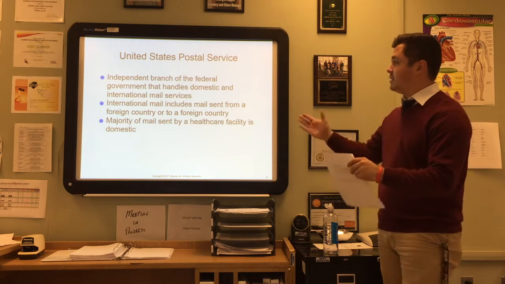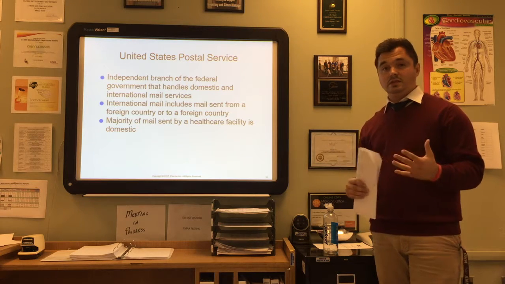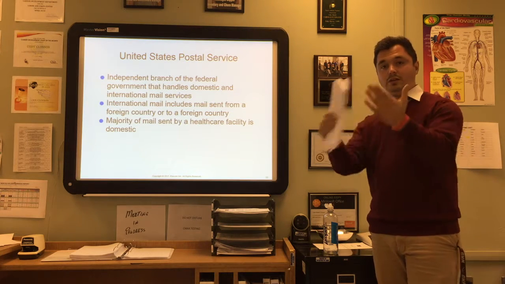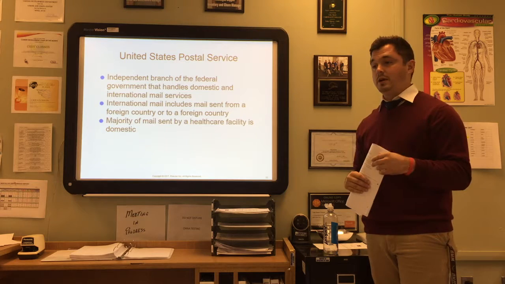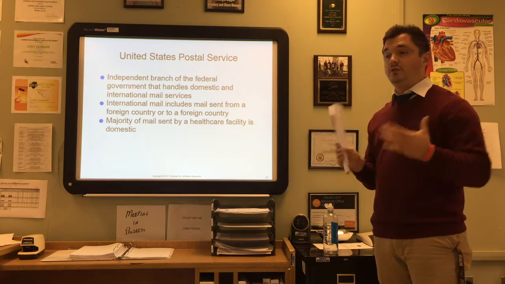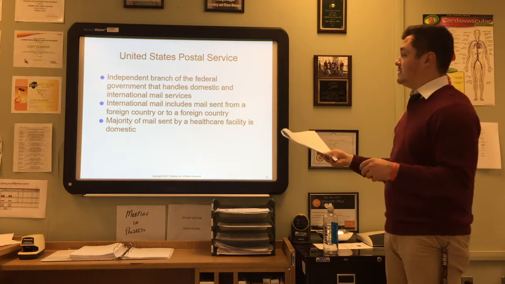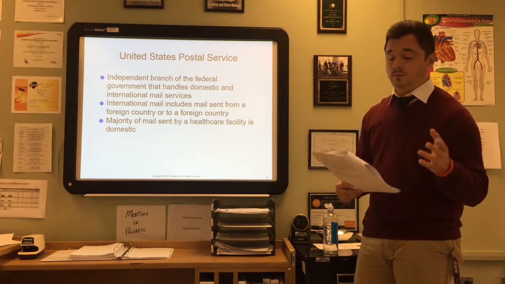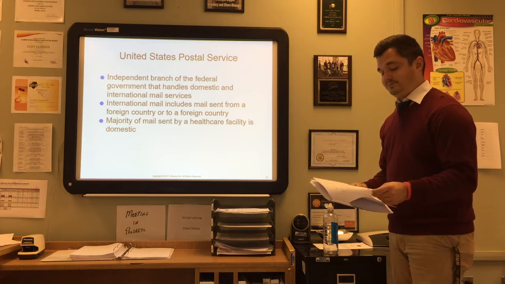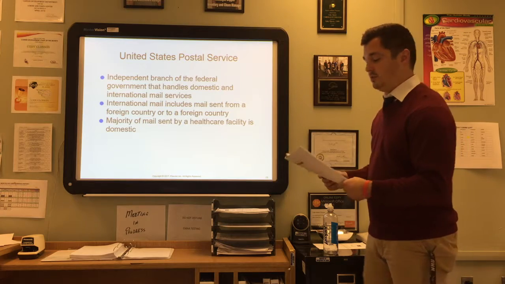Yes, it's an independent branch of the federal government that handles domestic and international mail services. So they send mail within the United States, but they can also send international mail. International mail includes mail sent from a foreign country, or to a foreign country. The majority of the mail sent by a healthcare facility is going to be domestic. There will be rare times you might send international mail.